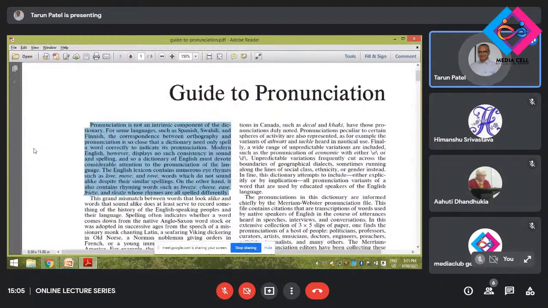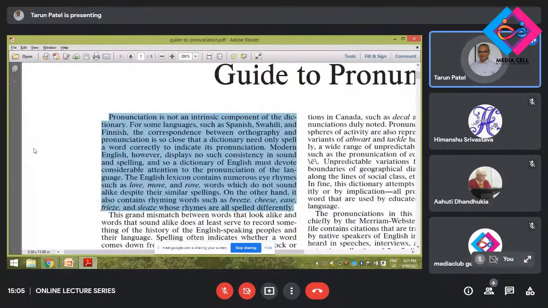So as it says, pronunciation is not an intrinsic component of the dictionary. For some languages, such as Spanish, Swahili, and Finnish, the correspondence between orthography and pronunciation is so close that a dictionary need only spell a word correctly to indicate its pronunciation. Modern English, however, displays no such consistency in sounds and spelling. And so, a dictionary of English must devote considerable attention to the pronunciation of the language.